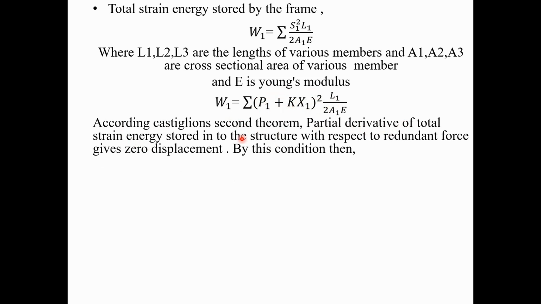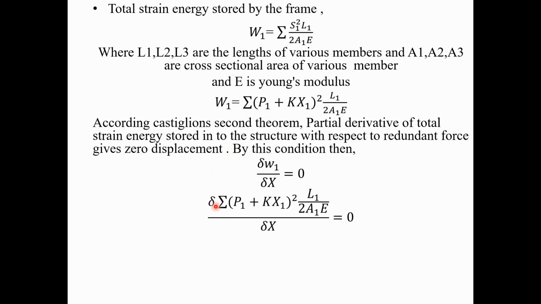But according to Castigliano's second theorem, the partial derivative of total strain energy stored in the structure with respect to the redundant force will give the zero displacement. So by this condition, if you take the differentiation of the strain energy with respect to the redundant force x, that is delta W1 divided by delta x is equal to 0, which is nothing but Castigliano's second theorem. By putting the value of W1 in this equation, we have delta of summation P1 plus Kx1 square into L1 upon 2A1E divided by delta x is equal to 0.